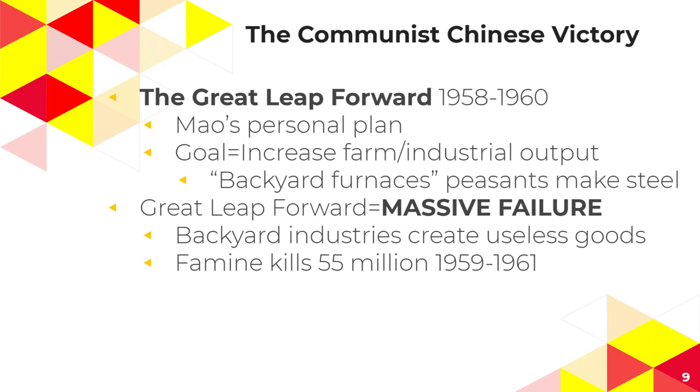So what happens is the Great Leap Forward ends up being a massive failure. Those backyard furnaces create useless goods. The steel can't be used for anything. And then because the peasants could not grow food because they were trying to make steel, there's a famine that kills 55 million people between 1959 and 1961.